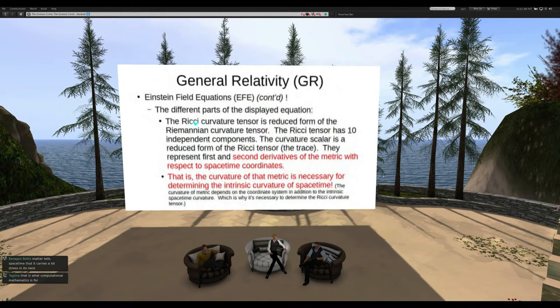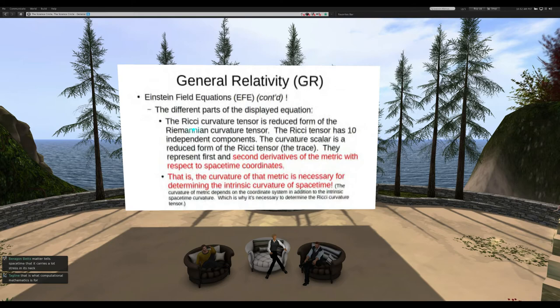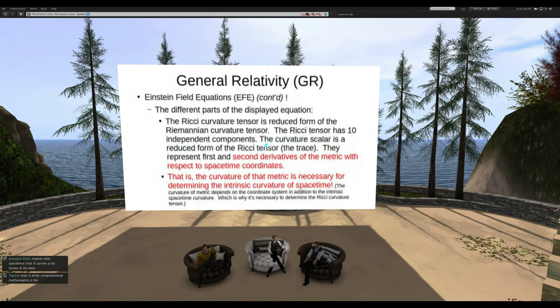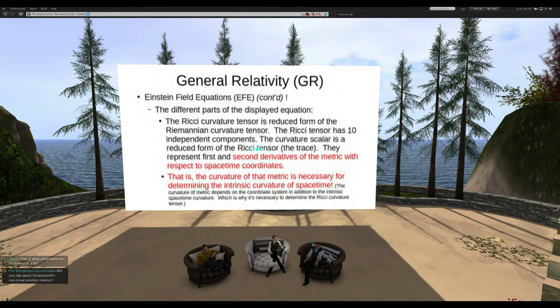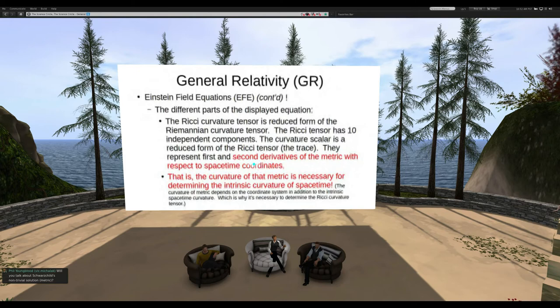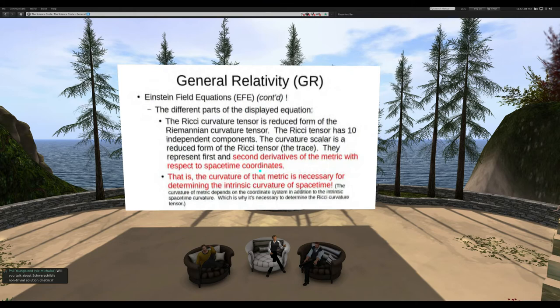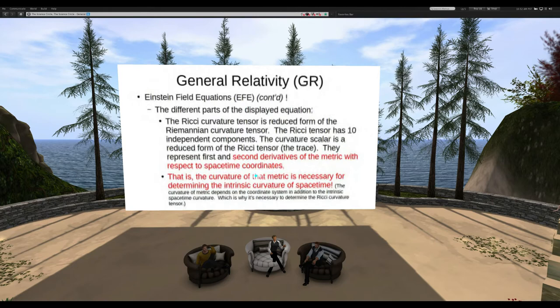Okay, so these parts of the equation, what they mean. This is the Ricci curvature tensor, which I mentioned before, which is a reduced form of the Riemannian curvature tensor. Tagline mentioned that earlier in the chat. The Ricci tensor has 10 independent components. And this curvature scalar is a reduced form of the Ricci tensor. For those of you who know what that means, it's a trace of the matrix representing the tensor. They are calculated from the first and second derivatives of the metric with respect to space-time coordinates.